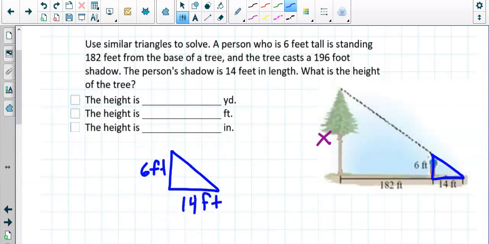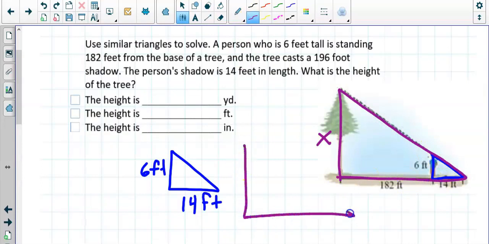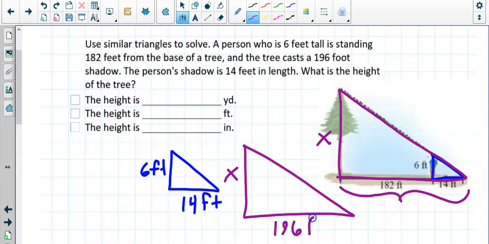Okay? And then hopefully you see the larger triangle. I'll do that one in purple. There is the larger triangle. So we have this guy that is x by, in order to get this bottom length, you need to combine those two. Okay? So 182 plus 14 gives you 196 feet. Okay?